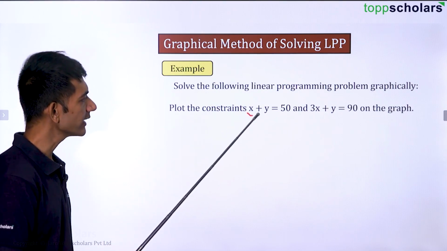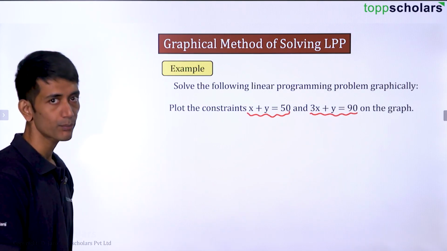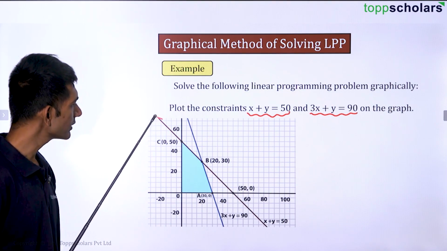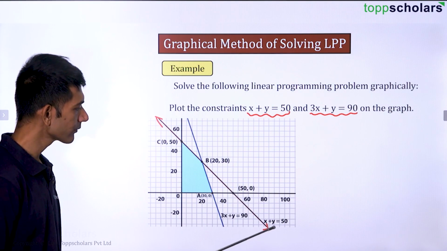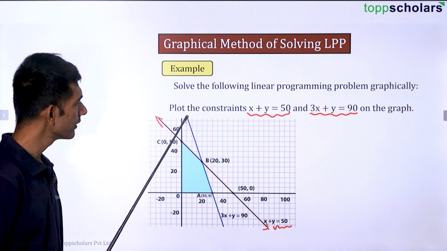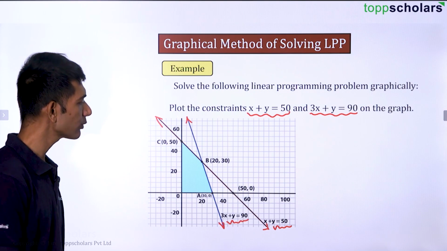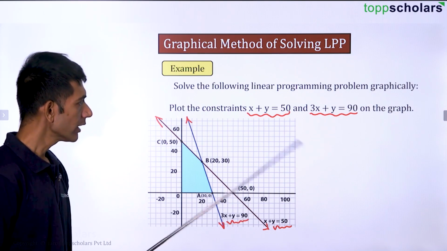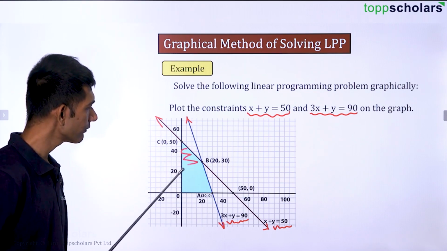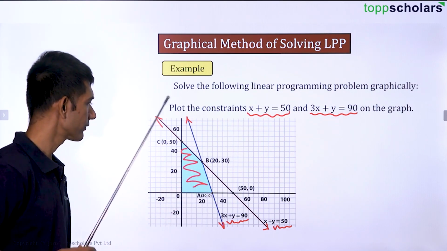Now we'll plot the constraints, that is x plus y equal to 50 and 3x plus y is equal to 90 on the graph. Here it is. Now we have two lines. This is the first line, the brown line, which is x plus y equal to 50. Then 3x plus y is equal to 90. This is the blue line. If you see the blue line and the brown line, here we have the feasible region. After getting the feasible region, you will have the corner points, right?